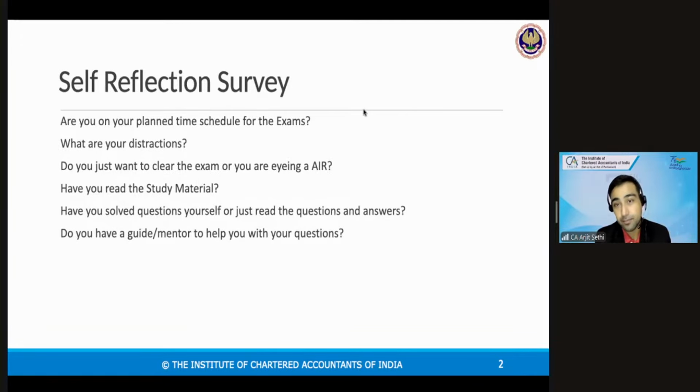Number three, do you just want to clear the exam, or are you eyeing an all India rank? You should always eye an all India rank. It's going to be top 50. But it doesn't mean you won't be there, right? If your motive is just to pass the exams, chances are 50-50. I'll tell you why, because you're just putting in that much effort.